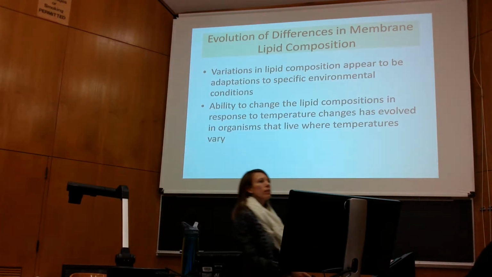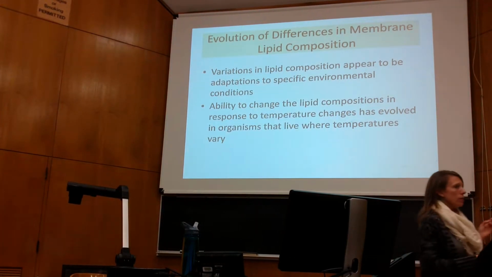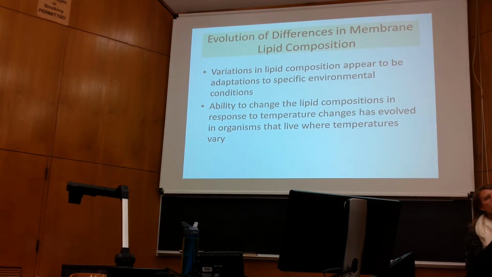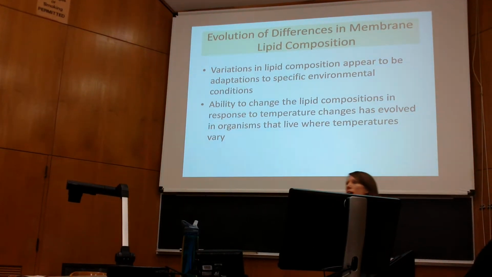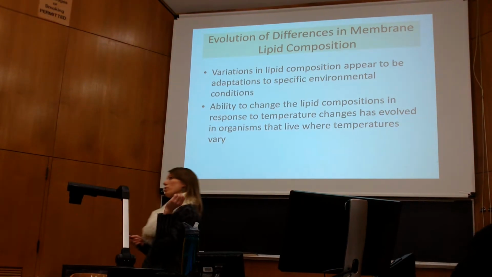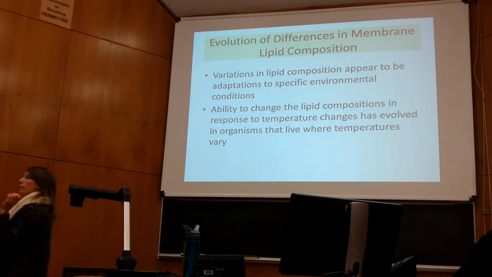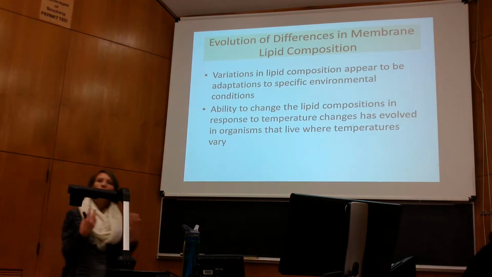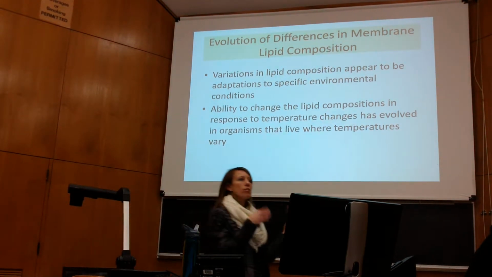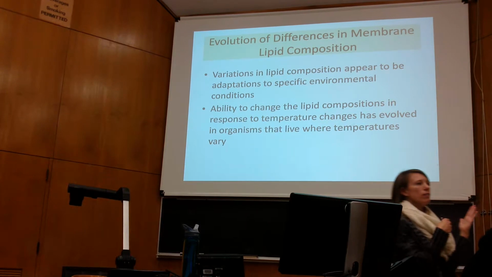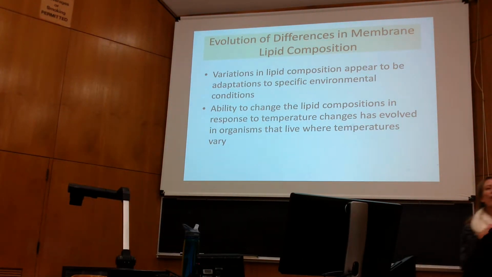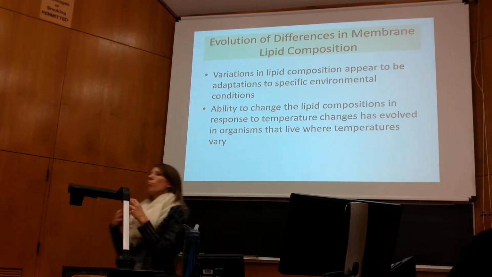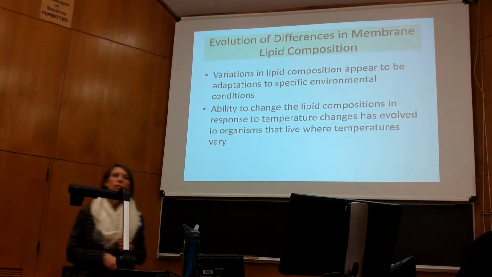And one thing that's really neat is organisms that live in environments with extreme temperature changes actually have the ability to change the composition of their membranes as they need it. So if it gets cold at night, they can add in more cholesterol or take that out, or change whether they have saturated or unsaturated phospholipids to help balance those temperature changes.